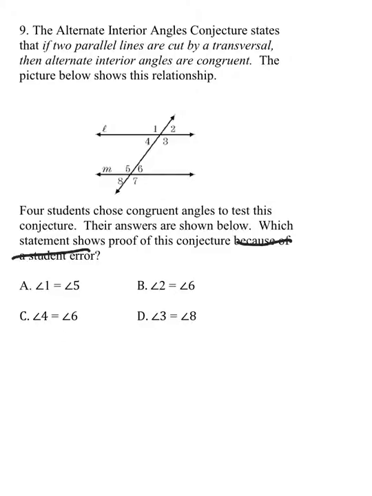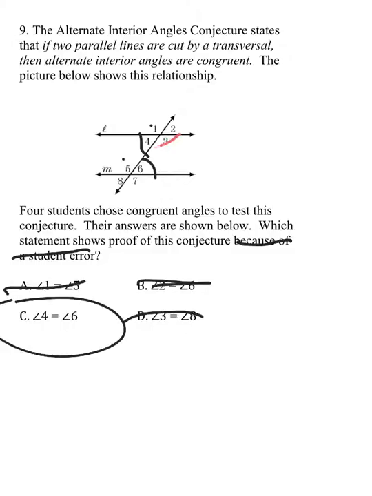Basically, which one shows alternate interior angles? So, A, 1 and 5 are congruent, but they're corresponding. They're in the same spot of their group. B, 2 and 6, same thing, corresponding. C, 4 and 6, alternate interior. Alternate means different sides of the transversal. Remember, 4 is to the left, 6 is to the right. And interior means between L and M. 3 and 8 actually didn't have a name for it because it's here, and there's no connection to those two. All right.